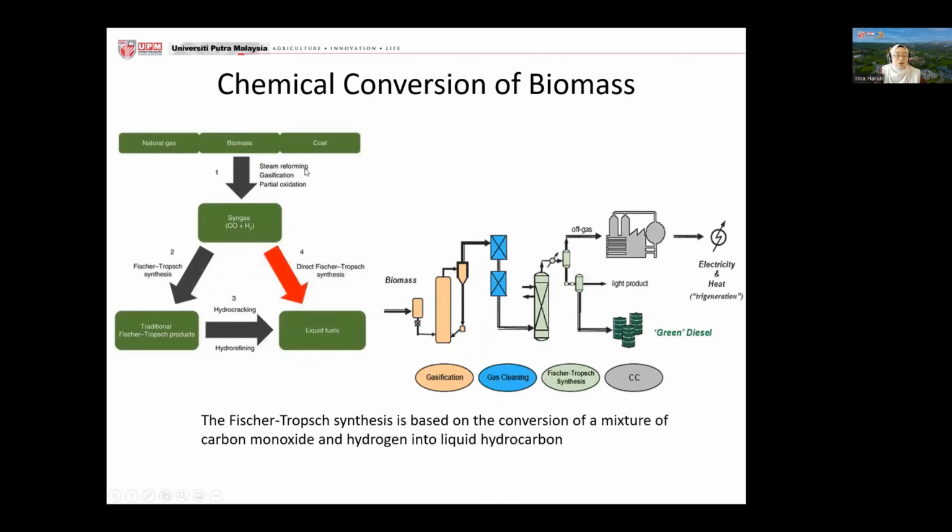Next is the chemical conversion. I'm not going to go further into this because I do not want to confuse you. FT synthesis is basically a chemical process. You use the biomass and you can actually produce that into different types of chemicals. You can always look that up if you're interested in it. And also you can look into the conversion that I put in here.